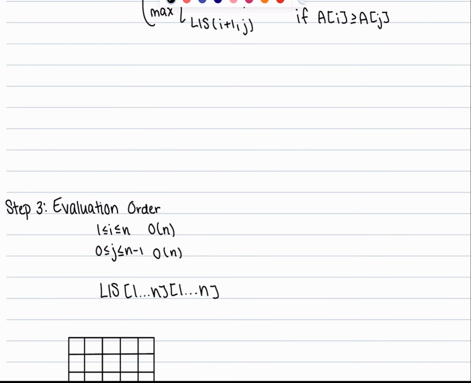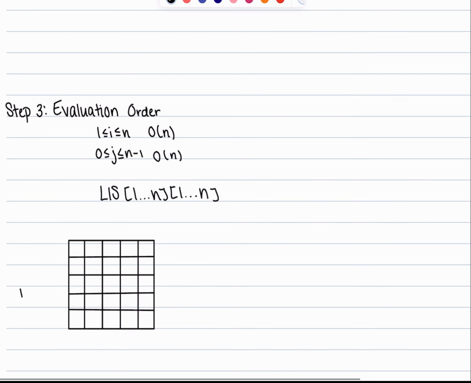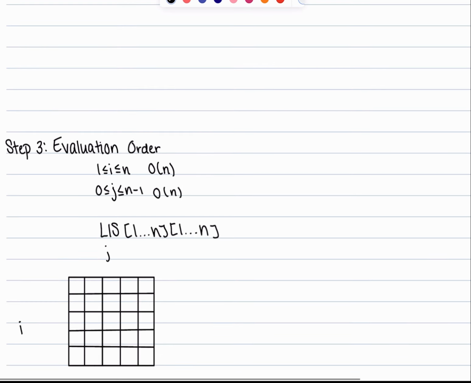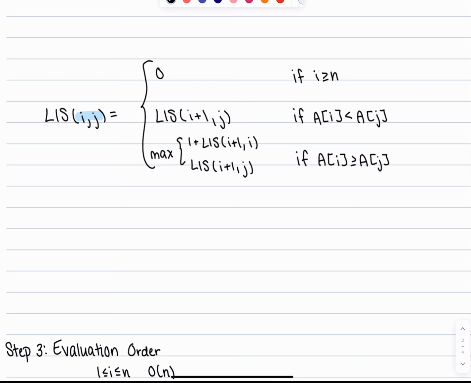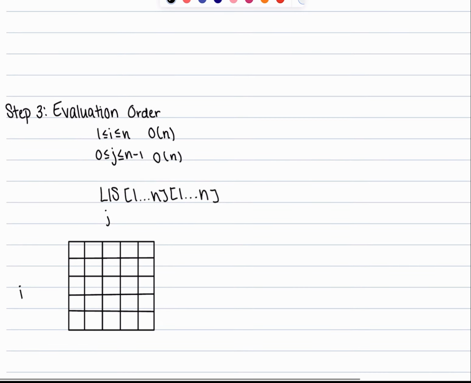Now, let's discuss our actual evaluation order. Well, let's consider this to be the i and this to be the j. Let's go back to the original problem, to our recursive definition. If i is greater than or equal to n, then it's 0. So all I need to do in this case is, assuming this is i equals n, I didn't want to draw out an n by n matrix because n is undefined. But if this is i equals n, then all of these columns will be 0, right? And so that's our first step. We're just filling out the first row with zeros.